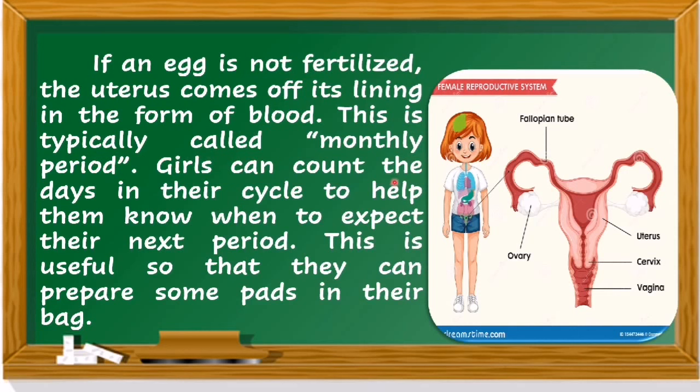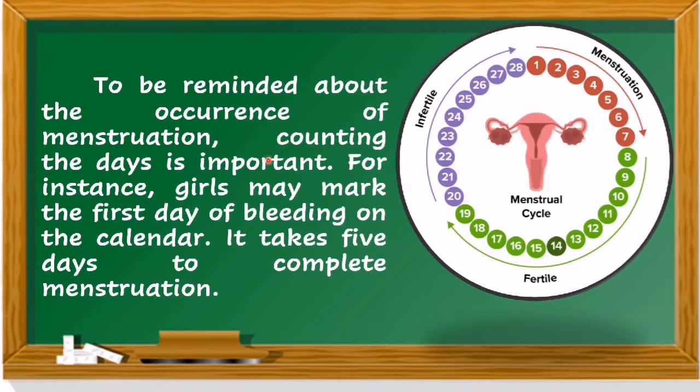Girls can count the days in their cycle to help them know when to expect their next period. This is useful so that they can prepare some pads in their bag. To be reminded about the occurrence of menstruation, counting the days is important. For instance, girls may mark the first day of bleeding on the calendar. It takes 5 days to complete menstruation.